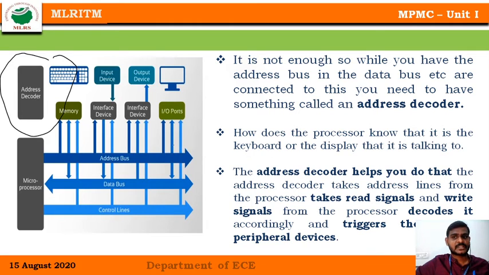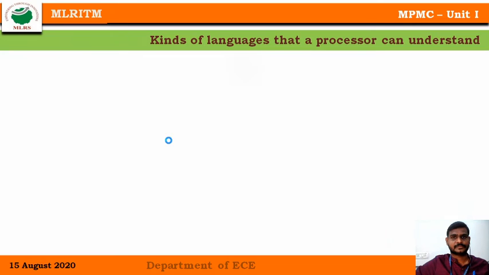The address decoder takes the address lines, read signals, and write signals from the processor, decodes them accordingly, and triggers the various peripheral devices. This is the main function of the address decoder.